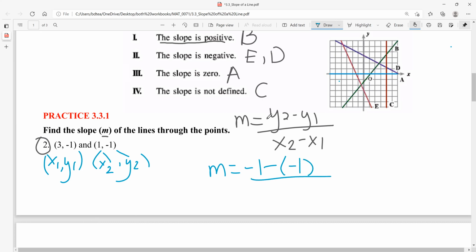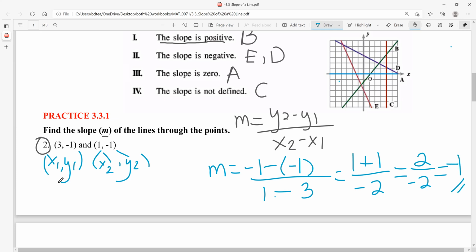The denominator, again, slope is a ratio. So you have x sub 2, which is 1, minus x sub 1, which is 3. So in our numerator, we have 1 plus 1. 1 minus 3 is -2. So the slope here is 2 over -2. So the slope here is -1. So that's how you find the slope.